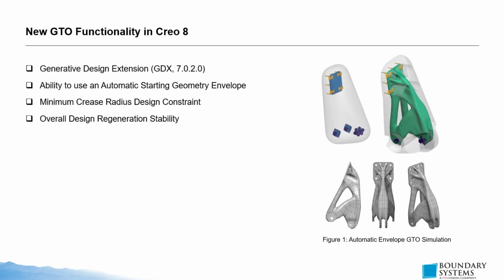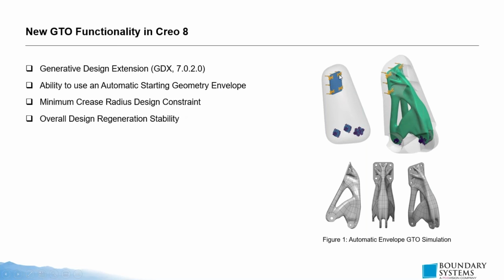We also have the ability to use an automatic starting geometry envelope, which we can see in figure 1 here, where we just have specific areas we know must be kept for geometry. So for example here, maybe this is some kind of bracket, and we know where it's bolted in and where it's fixed, let's say, or where the load and where it's bolted down here. And we want the geometry just to generate and see what it comes up with, which is this kind of crazy looking shape here. That's from using an automatic starting geometry envelope.